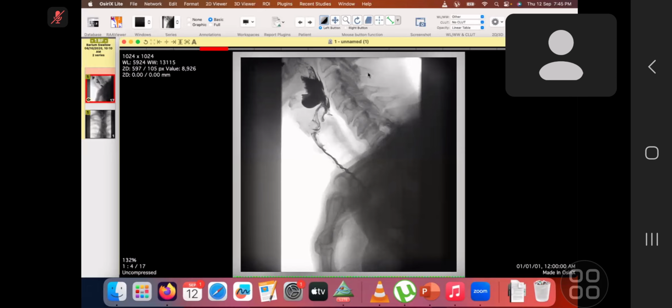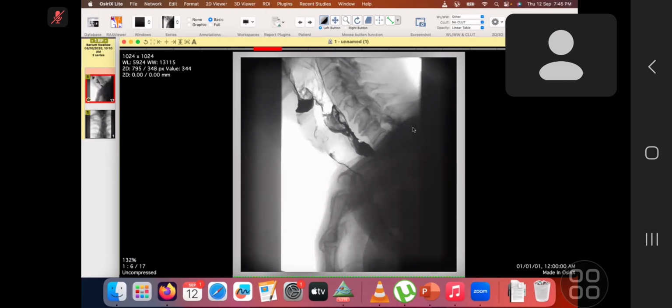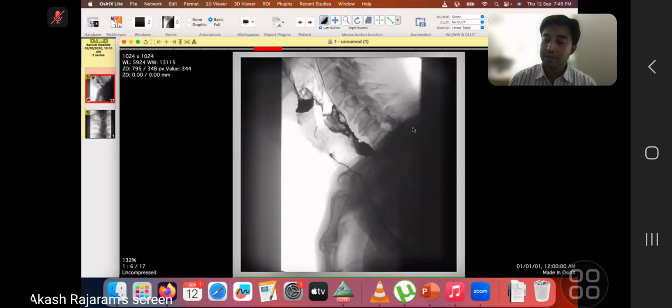So this irregularity, I am still looking through the irregularity well. There are anterior osteophytes also which are causing indentation, but at the same time I can see there is some dilatation of the esophagus. I don't know if the distal images are available to see for comparison or not.